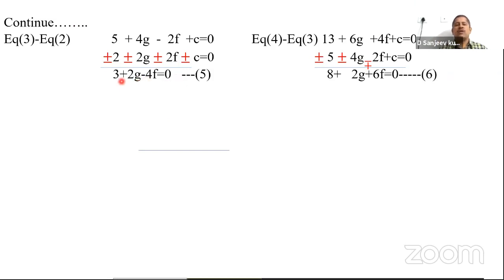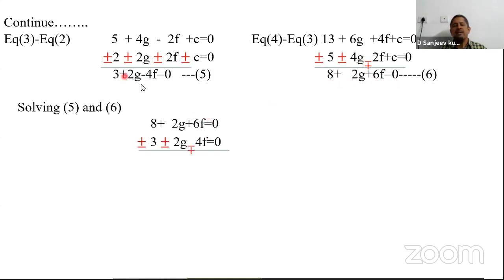Okay. Now you got equation 5 and equation 6. What did you observe in equation 5 and equation 6? There are no c's. So in these 2 equations you got terms in g and f, and these 2 equations have to be solved. So solving equation 5 and equation 6. I wrote equation 6 first. It was 8 plus 2g plus 6f is equal to 0. Next, equation 5: 3 plus 2g minus 4f is equal to 0.